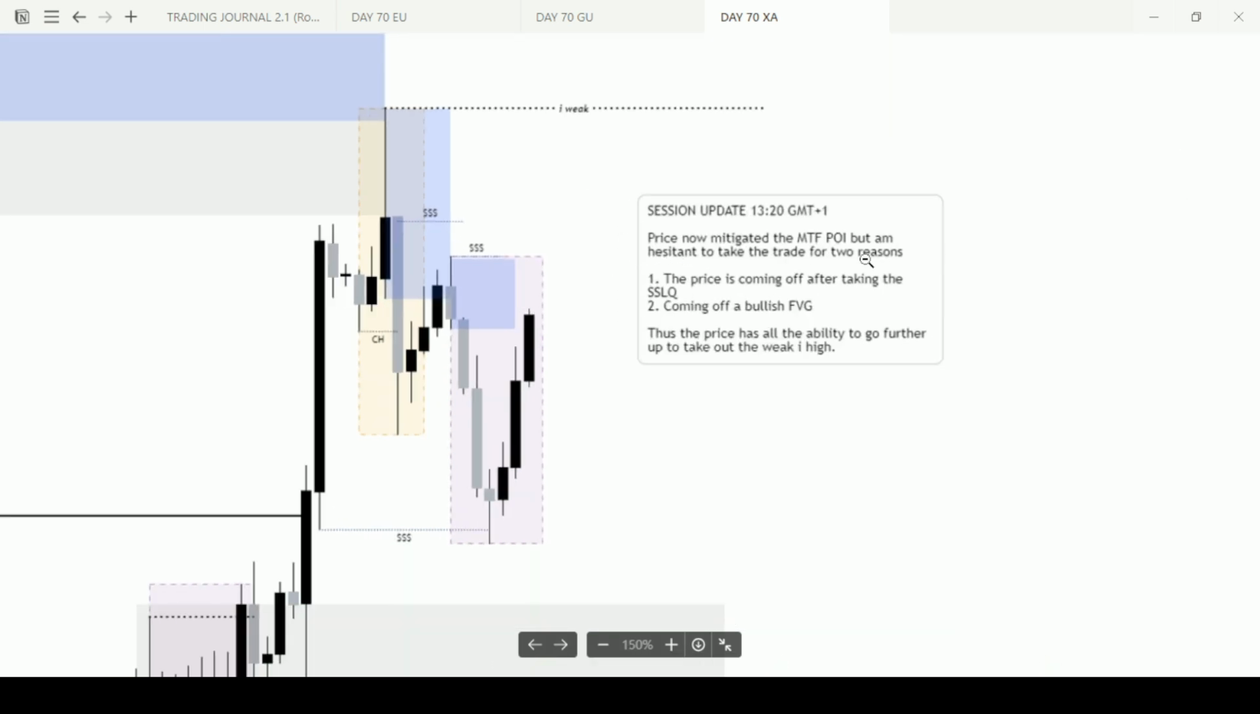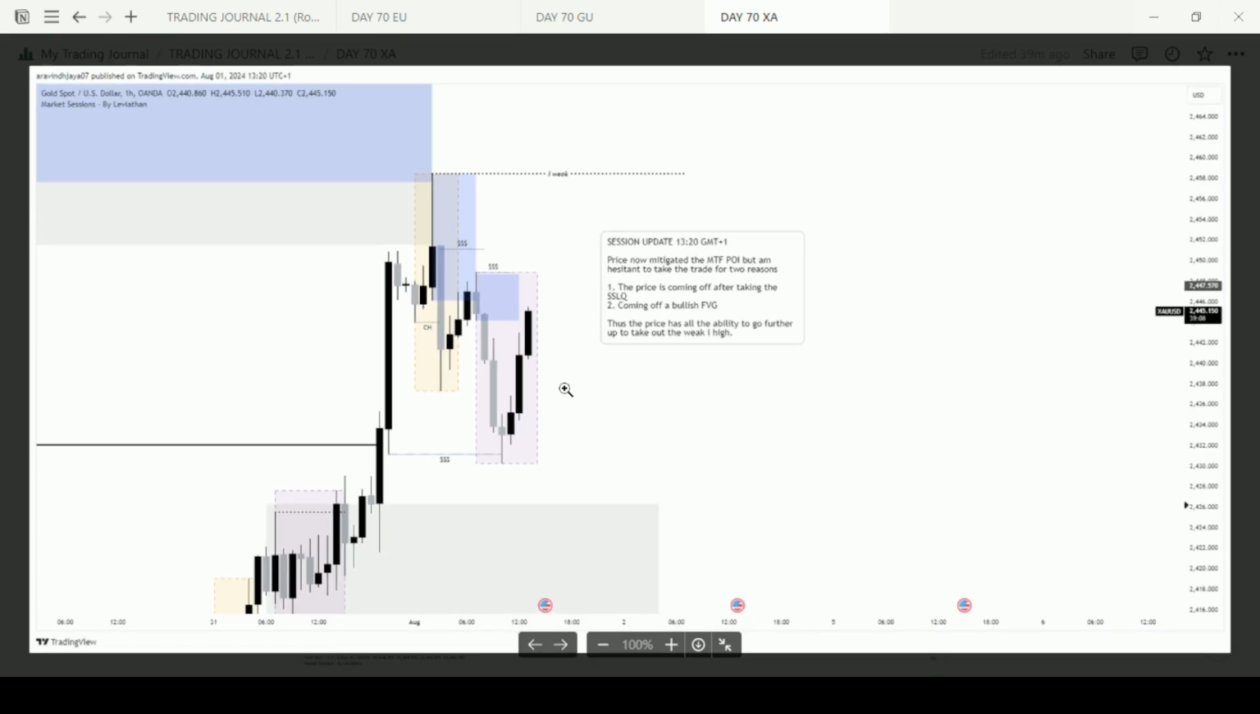Price has now mitigated the medium time frame POI, but I'm hesitant to take the trade for two reasons. Price is coming off after taking the sell side liquidity, coming off from a bullish fair value gap. Thus the price has all the ability to go further up to take out the weak internal high. Maybe the internal pullback is done, and then one more leg up. It's possible. This would be my last area of demand, last area of supply. If this supply fails, then this would automatically fail because this would become a bullish chop. Then I could look to play the bullish order flow till the price takes out this weak internal high.